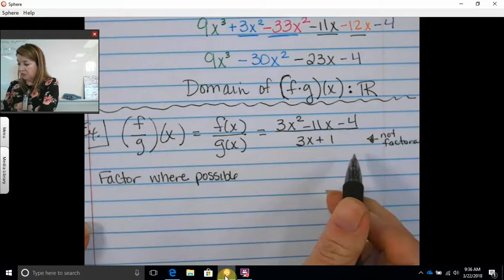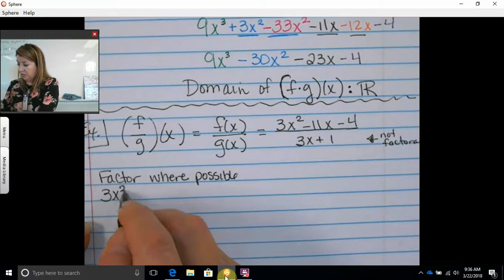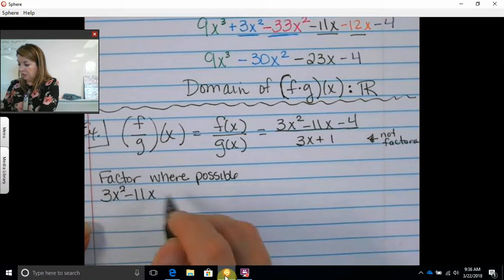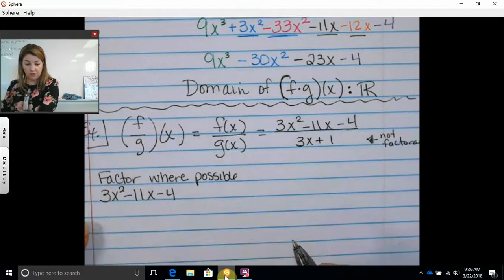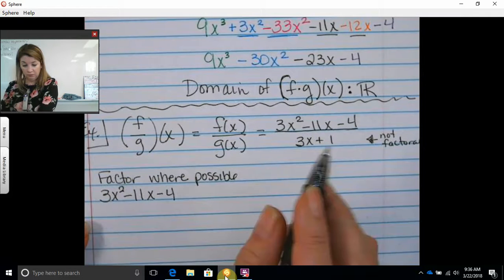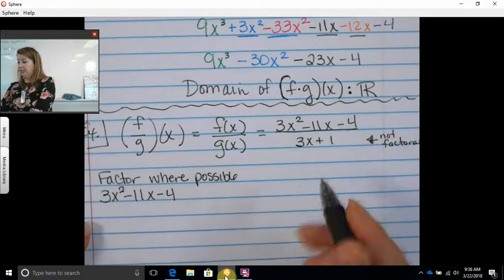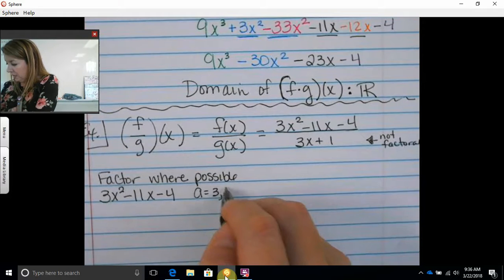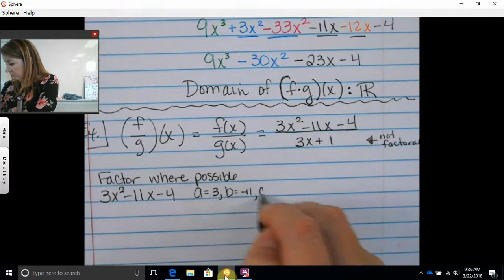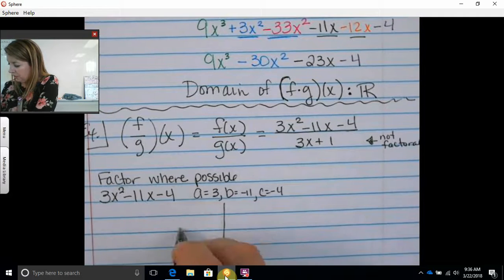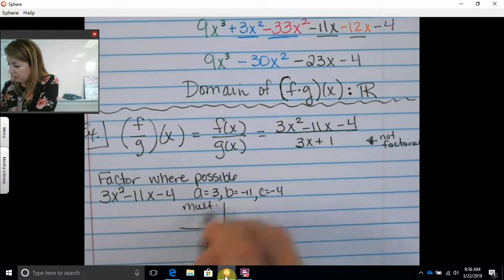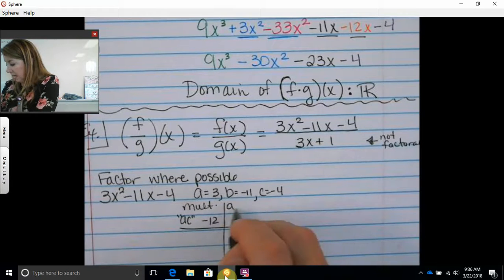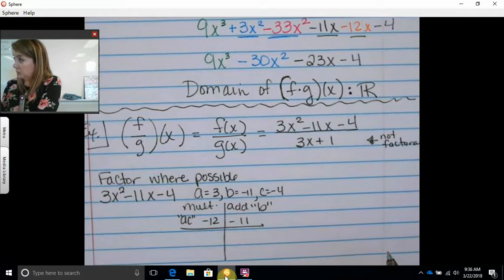So we know we can't factor the denominator. We don't know if we can factor the numerator until we make our little t-chart and see if we can find numbers that work. Well, what's A? 3. B, and C, -4. Make a little t-chart. We need two numbers that multiply together to give us AC, which is -12, and add to get B, which is -11.